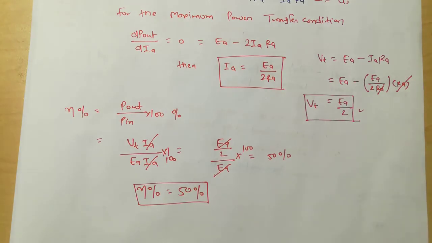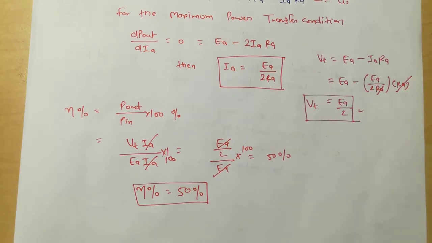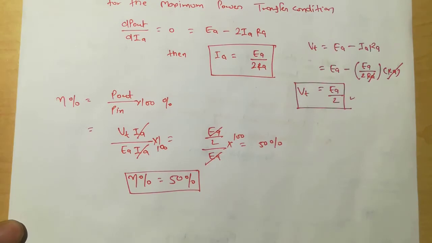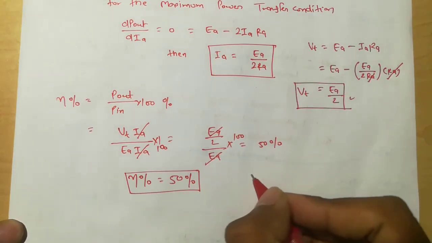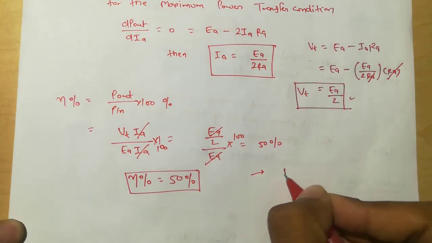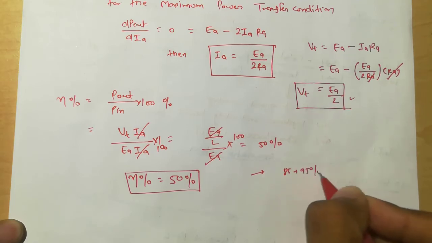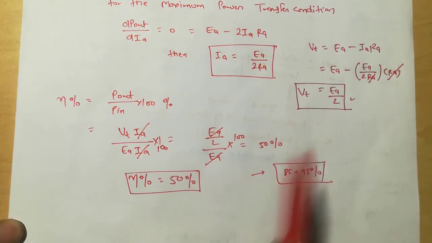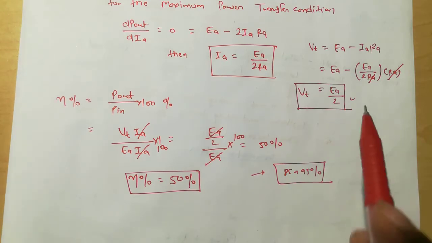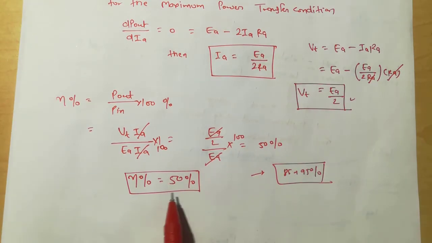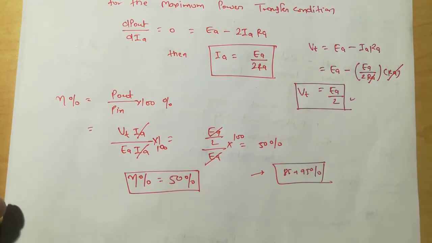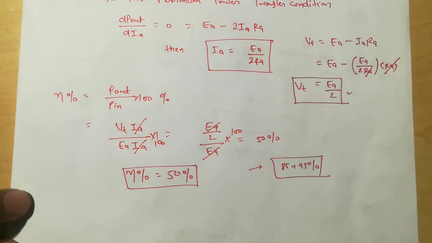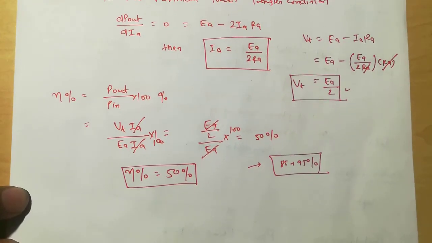This is not enough for our daily uses, because the efficiency of a DC machine is approximately 85 to 95%. But at this maximum power transfer condition, we have only 50%. So this is not enough for our daily uses, or we can say for industry purposes.